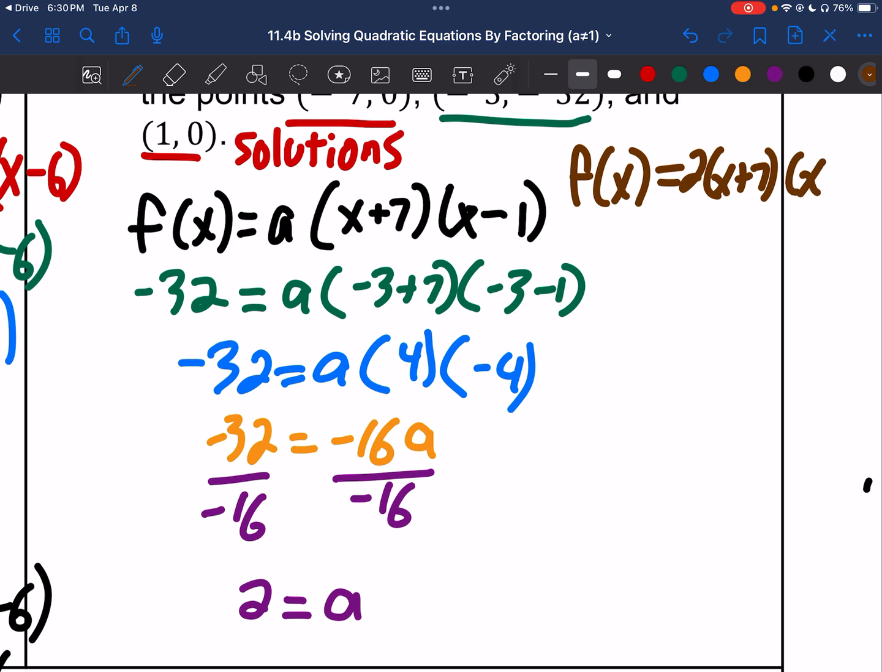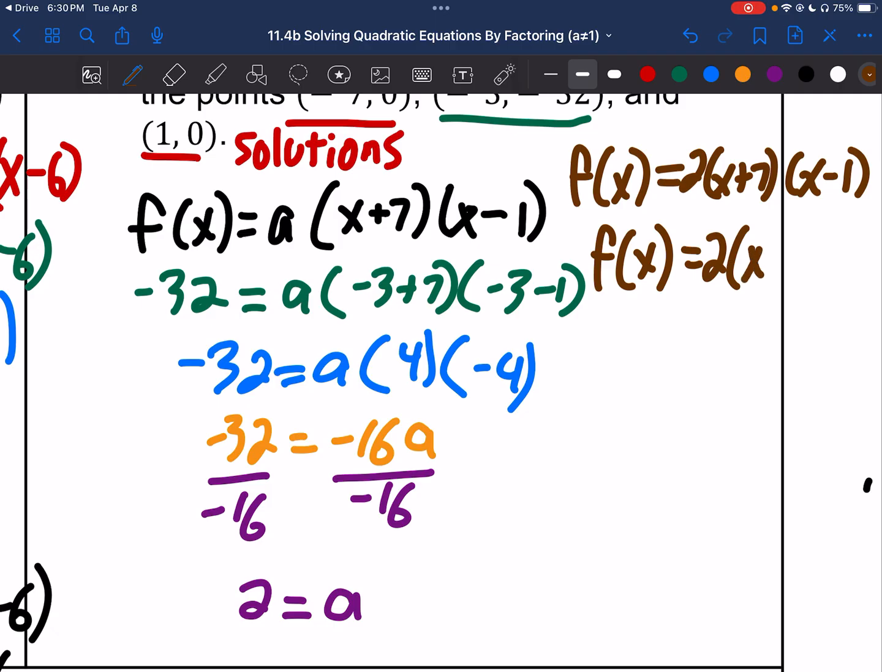All right, so now let's do the math. f of x is equal to 2 times, because we're going to FOIL this first, right? You could do this in two stages. You could either distribute 2 times x plus 7, or you could FOIL the whole thing and then multiply by 2. I'm going to FOIL the whole thing and then multiply by 2 because I'd rather deal with bigger numbers later. All right, so x times x is x squared.